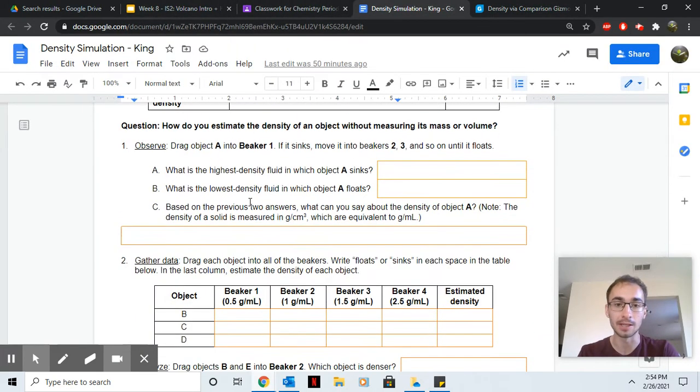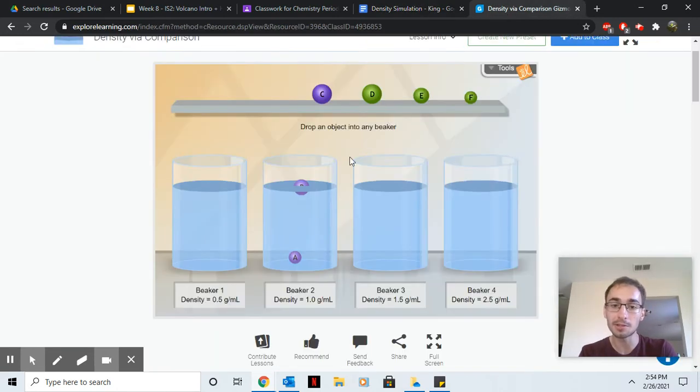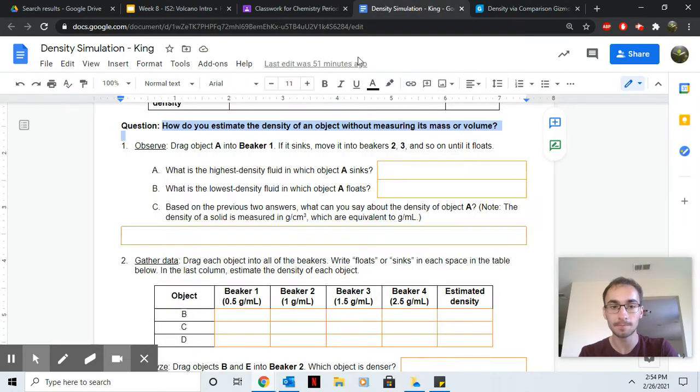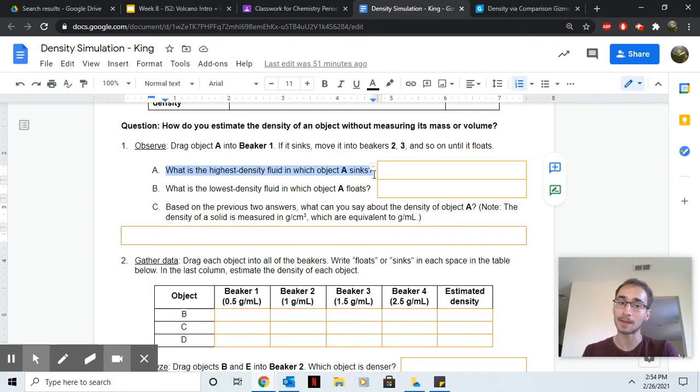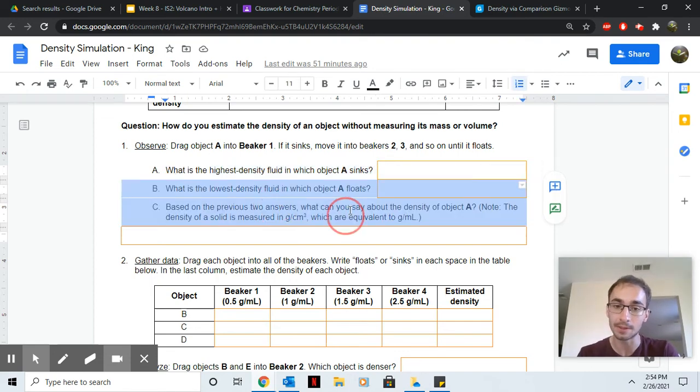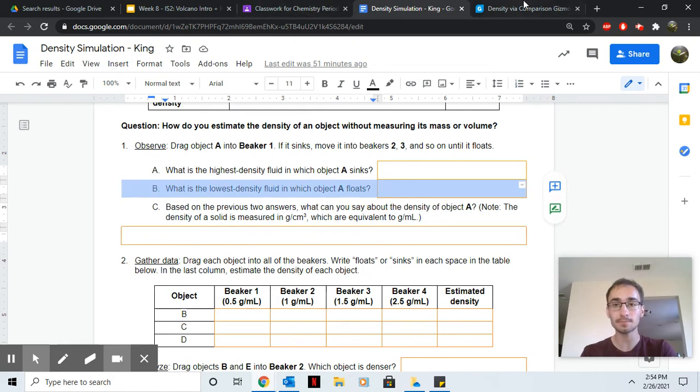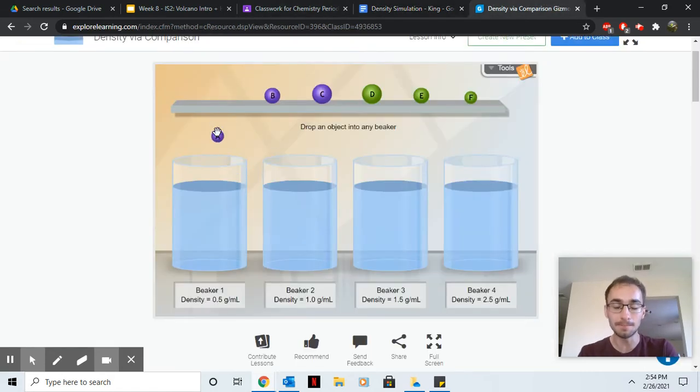Next, scroll down. Now we're going to try and figure out the density of A without being able to measure its mass or volume. And I'm going to do that using the liquids here. So how you do it, I'm going to figure out what is the highest density fluid in which it sinks. And then I'm going to figure out what is the lowest density that object A floats. So A, okay, it sinks in beaker 1. So I know it's more dense than beaker 1. It also sinks in beaker 2. So now I know it's more dense than water.